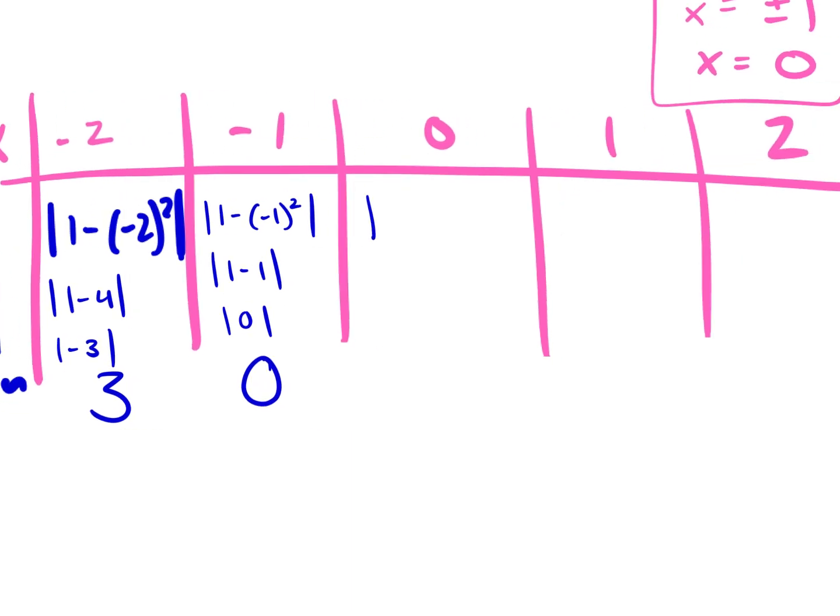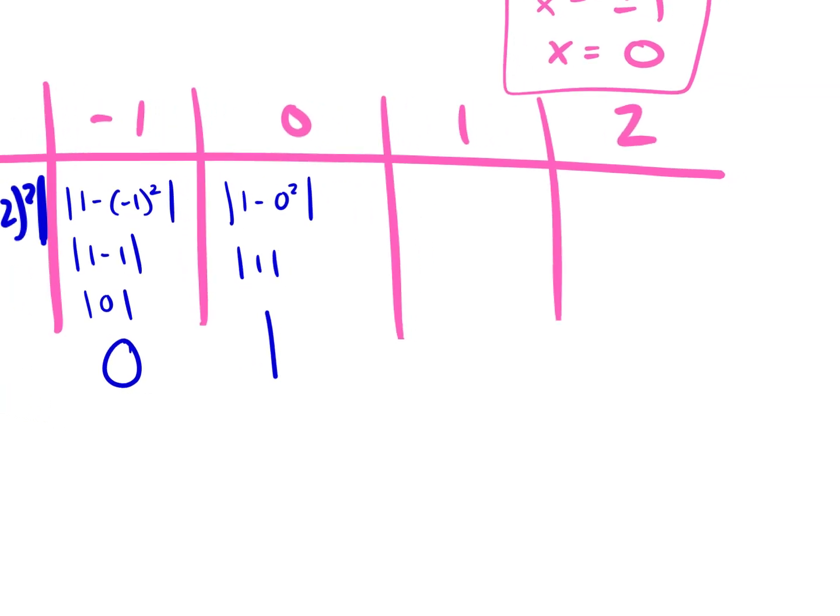When we plug in 0, we have 1 minus 0 squared, which would just be the absolute value of 1. So that's 1. We plug in 1, we get the absolute value of 1 minus 1 squared. So 1 minus 1 would be 0, and the absolute value of 0 is 0.